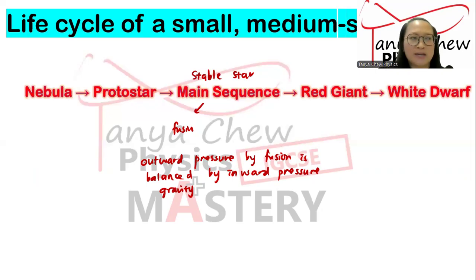So why do we call it a white dwarf? Because it gives out a lot of light. Initially they are small-size stars, so eventually they become white dwarfs and give out a lot of light. That is why it is described as white. But eventually, once they run out of light, they will turn black. We call it a black dwarf, right?